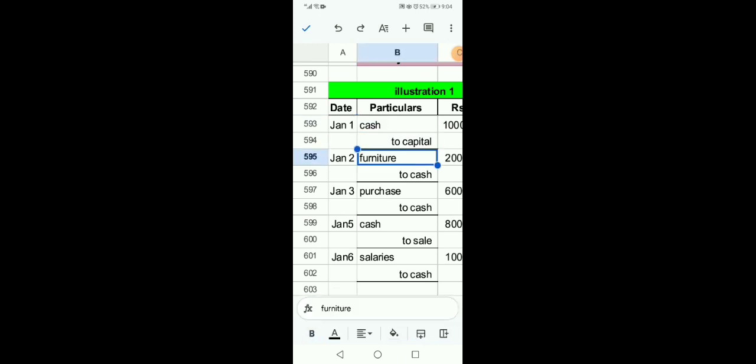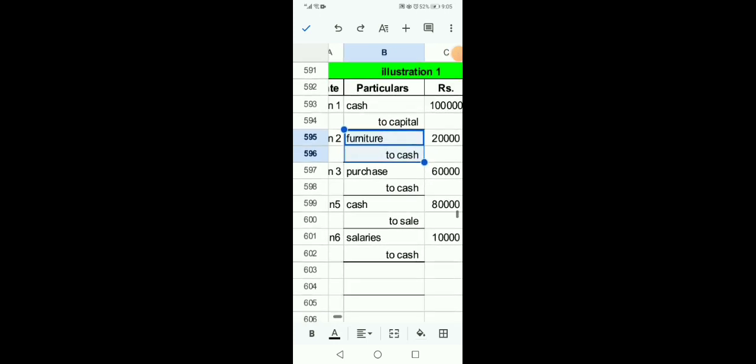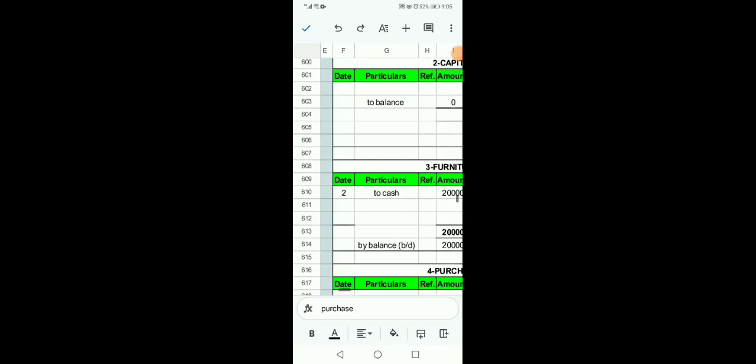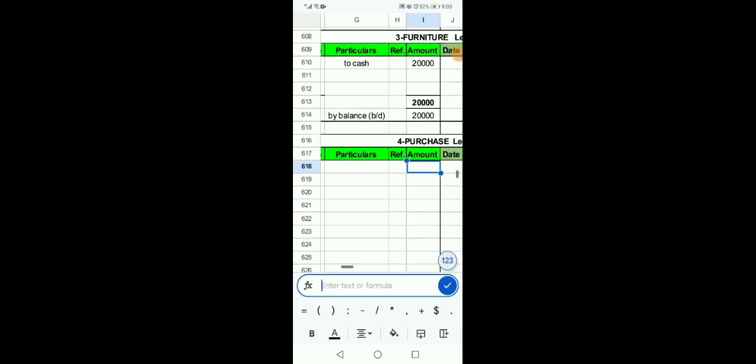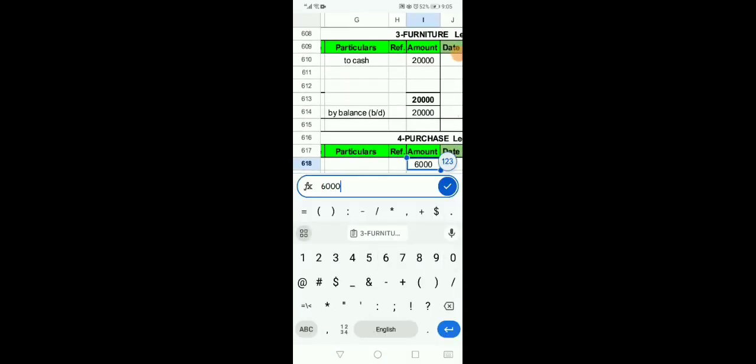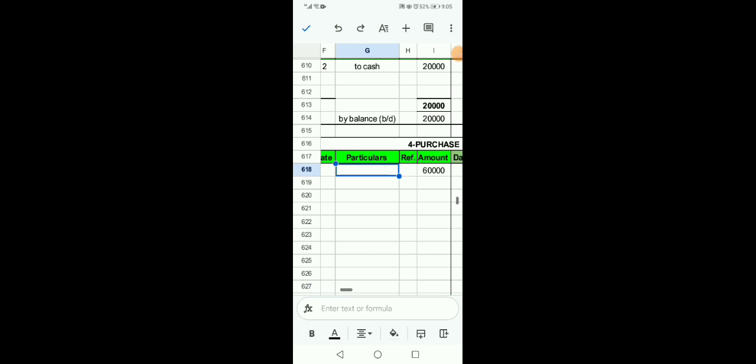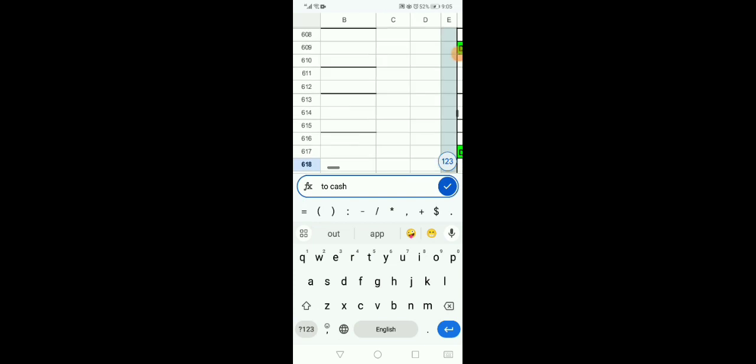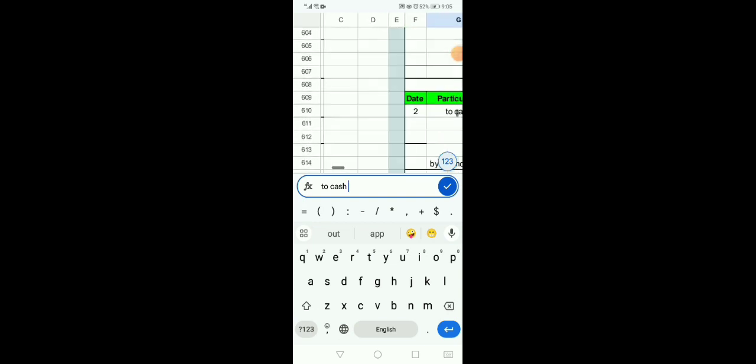No, leave it. Second entry, furniture to cash. Is purchase present over here? No, your answer would be leave it. Third entry, we have purchase on the debit side. Go to the debit side of your ledger and write down 60,000 which is written over here in the journal entry. This was your purchase. 60,000 was written on the debit side. What is written on the opposite side of purchase? That is cash. So you will write 'to cash' as reference. On the debit side, put its date. What was the date? January 3rd. So write down 3rd over here.